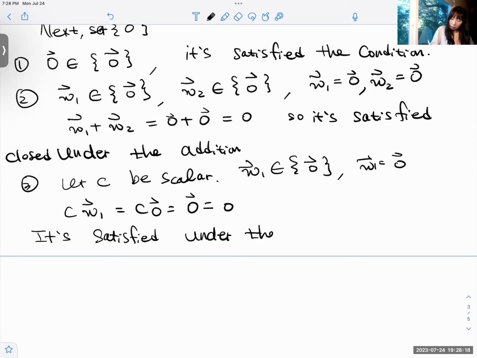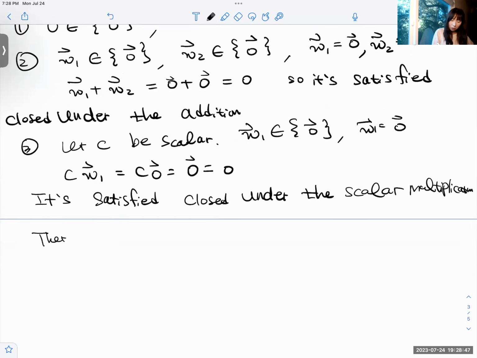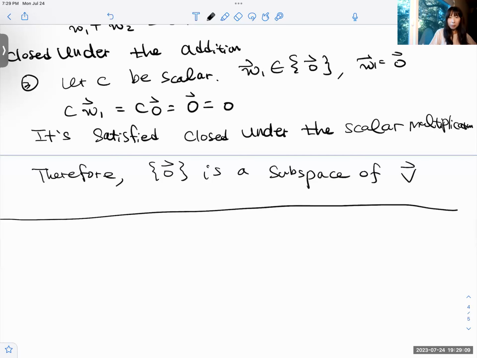Closed under the scalar multiplication. So we can conclude: therefore, the set of the 0 vector is a subspace of vector space V, right? Okay. One more thing.